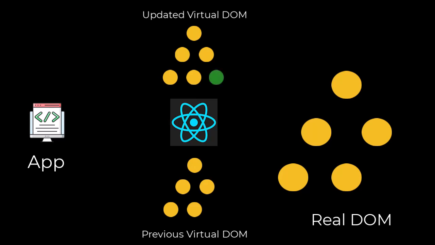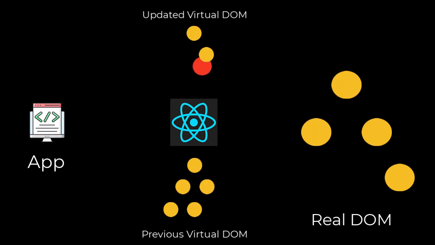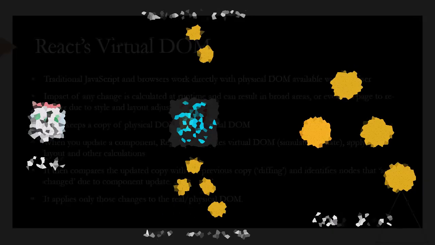It then compares this new version to the previous one, a process called diffing. By calculating the minimal set of changes needed, React updates only the parts of the real DOM that have actually changed. This targeted update process results in faster rendering and a smoother user experience, especially for complex applications.